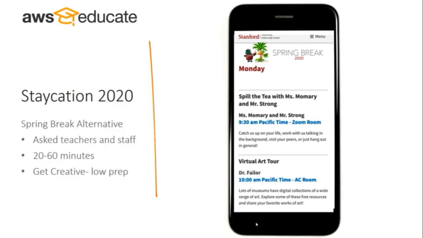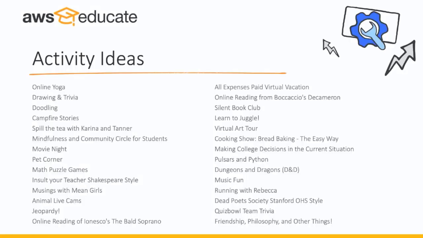Another one of our instructors used some of the art museum links that museums have put together to share the art. They went on a virtual art tour. And here's some of the activities we had. Students did yoga together. They told campfire stories. We had a mindfulness and meditation circle. They played math puzzle games, a pet show and tell. One that was incredibly popular, hosted by one of the English teachers, was Insult Your Teacher Shakespeare style.